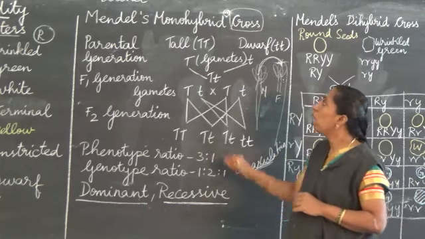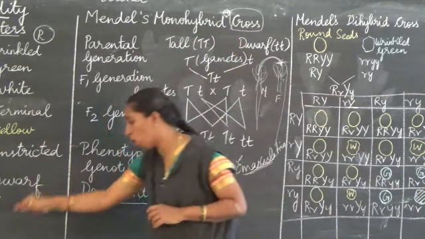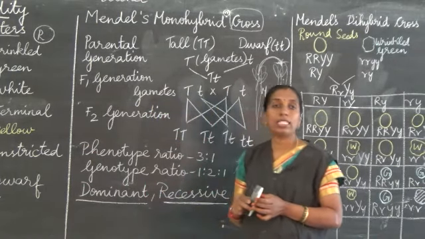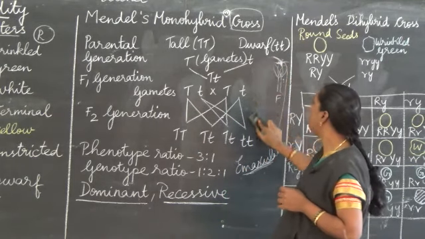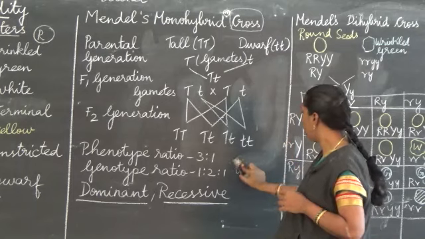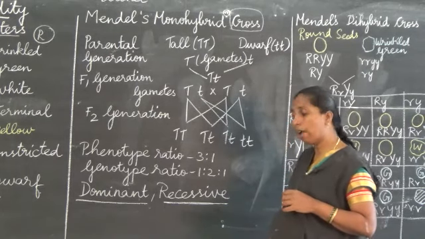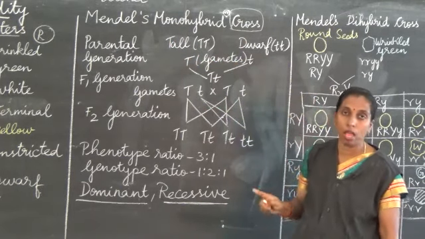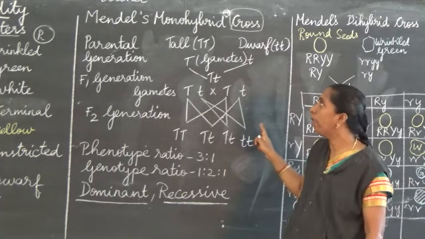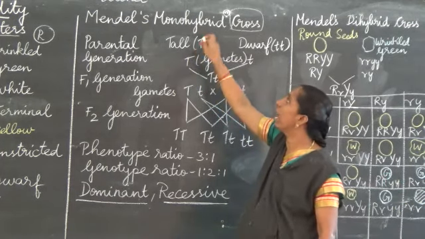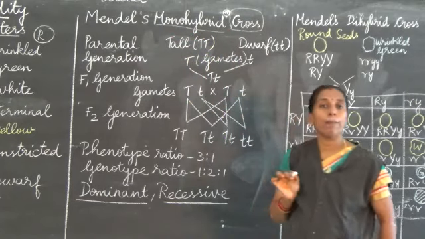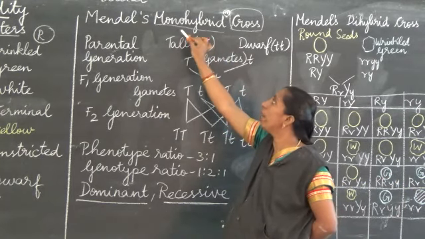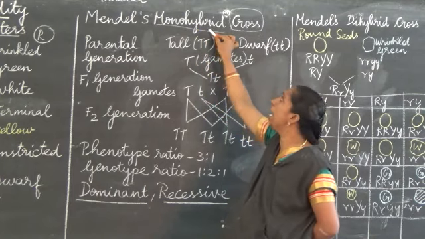So now we shall see what Mendel's monohybrid cross is. I told you he found seven contrasting characters seen in garden pea plants. We shall see what those seven contrasting characters are. Already we have learned them. So what is Mendel's monohybrid cross? Mono means one. So the cross taking place considering one contrasting character is called a monohybrid cross.